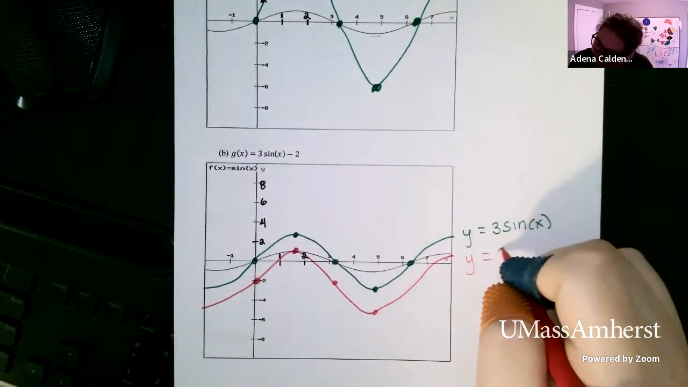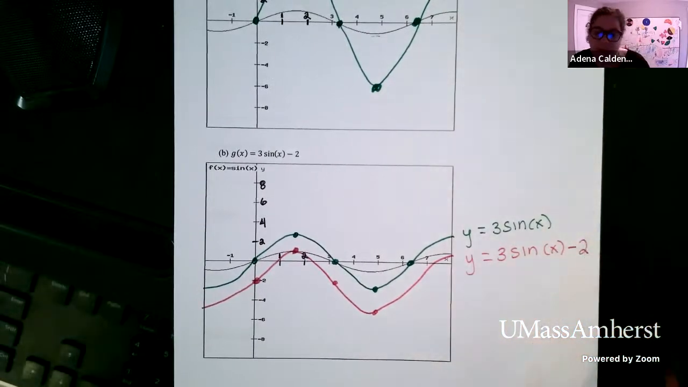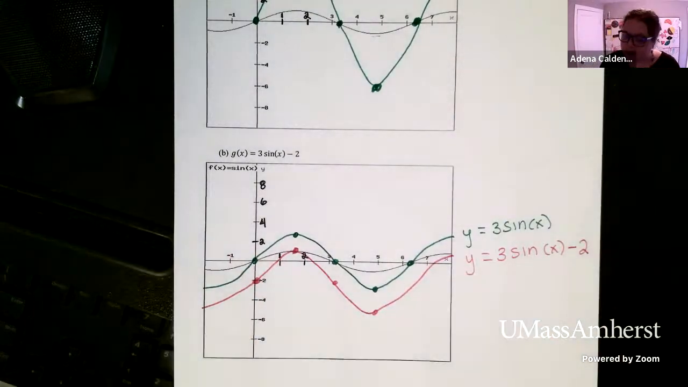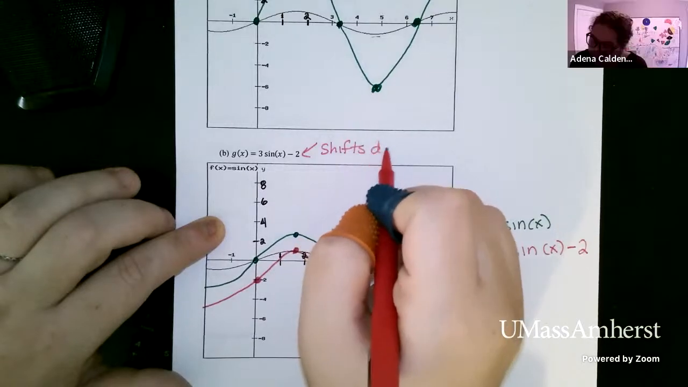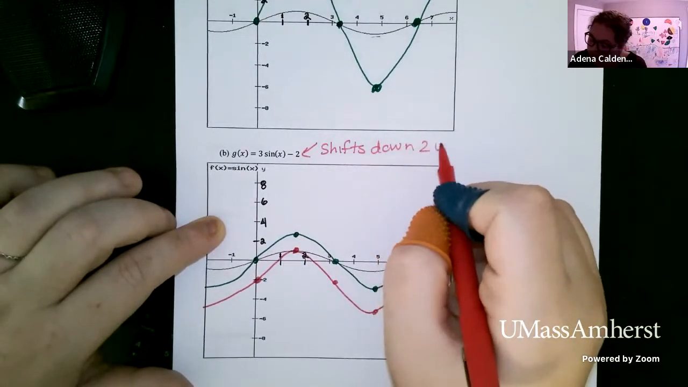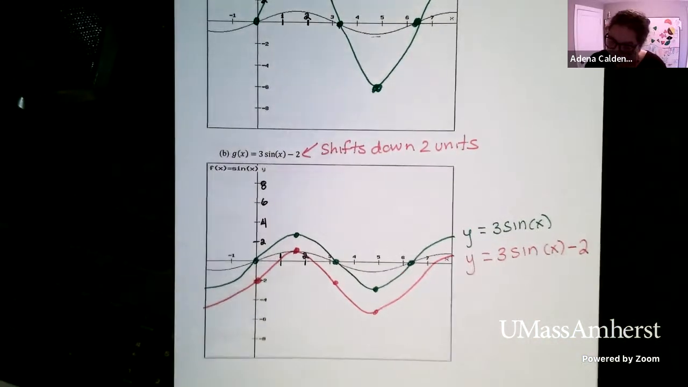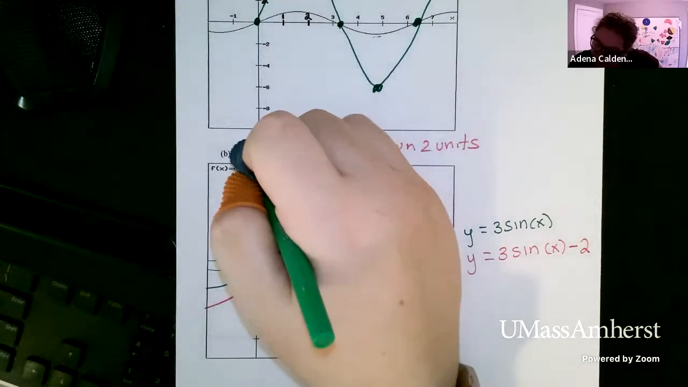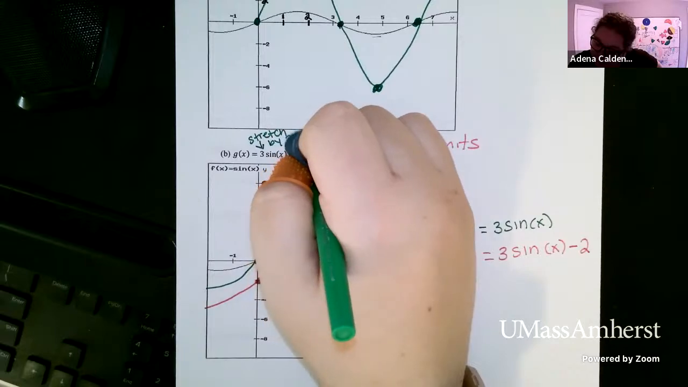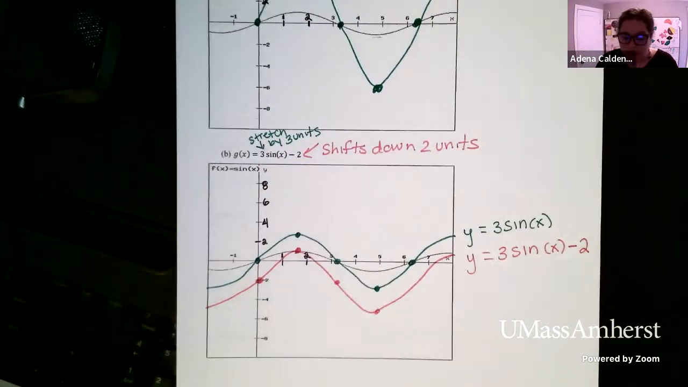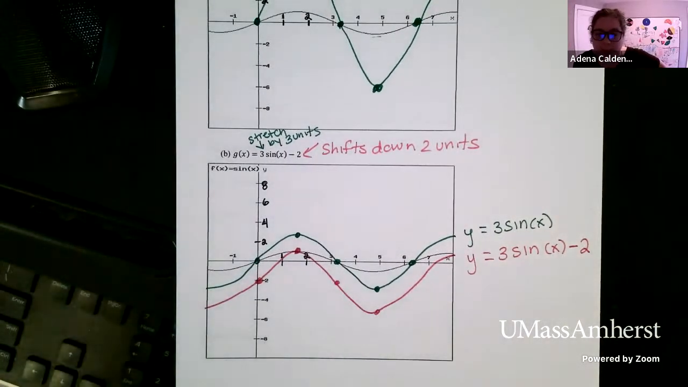So y equals 3 sine x minus 2. We've shifted everything down. So this shifts down 2 units, and then the 3 stretches by 3 units. Okay, so that's how we transform the sine graph into 3 sine x minus 2.